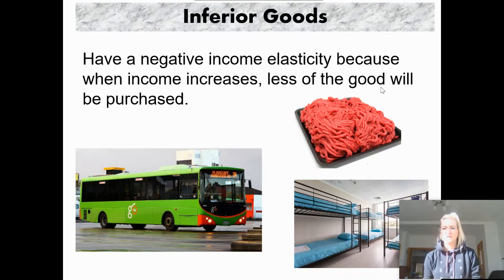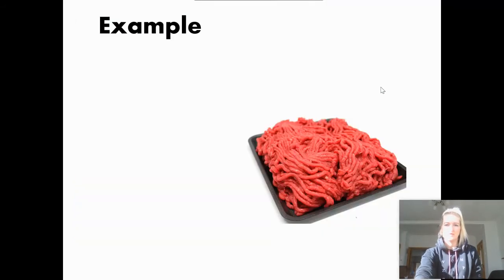So for inferior goods, they will have a negative income elasticity coefficient because, of course, when income goes up, our demand for inferior goods goes down because we can afford more luxury type goods. Okay, so we will switch our consumption from inferior goods to more luxury goods when our income goes up. So it's always the opposite effect. Income goes up, the demand for inferior goods goes down. So it has a negative elasticity coefficient.